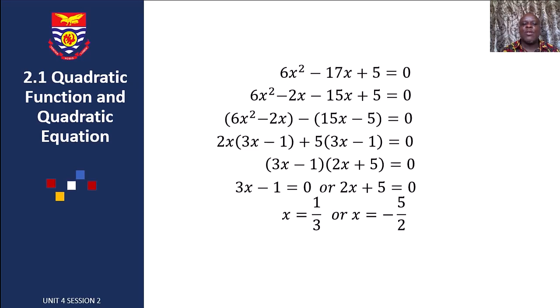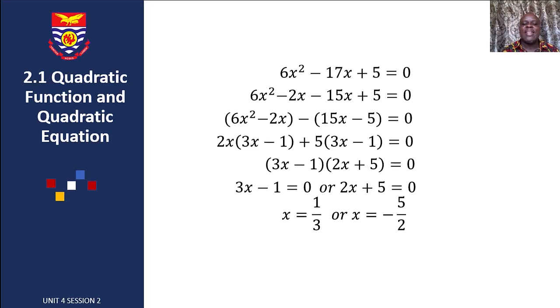Then when you consider the first one, 2x is common. So you bring 2x out, then into bracket 3x minus 1. Then plus the last two, 5 is common. We bring 5 out. We have 3x minus 1 in the bracket. So again, we see that 3x minus 1 is common. So we factor it out. And the other bracket becomes 2x plus 5.